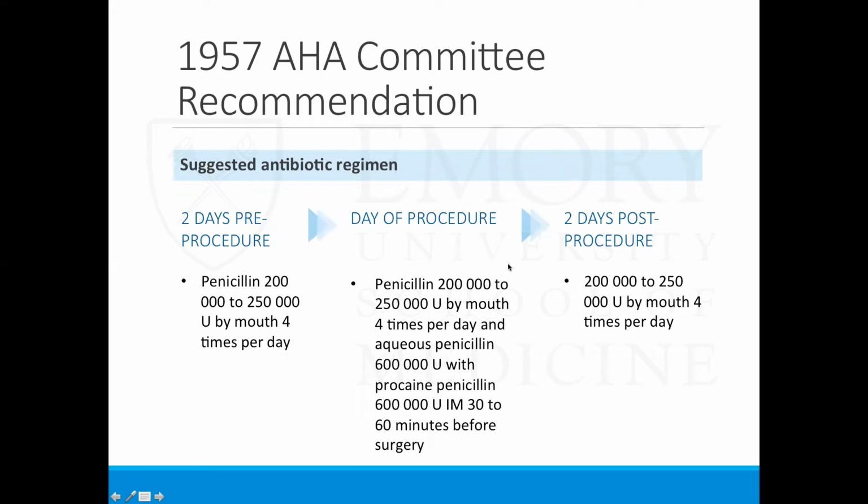And I included this slide just to show you how complex the antibiotic regimens used to be. So this is the one from the 1957 committee recommendation. You had to take penicillin for 2 days prior to your procedure, 4 times per day. The day of the procedure, you had to continue taking it 4 times per day, PO, and then also take an IM penicillin injection 30 to 60 minutes before. And then they recommended taking penicillin up to 4 times a day, 2 days after the procedure as well. So a pretty complex regimen that would be very tough to adhere to.